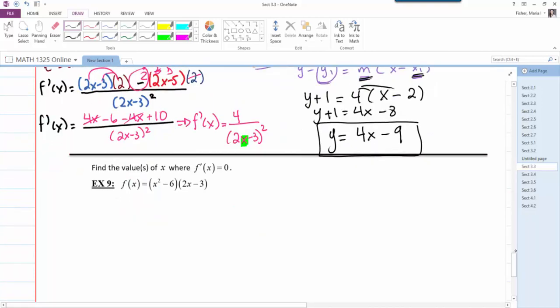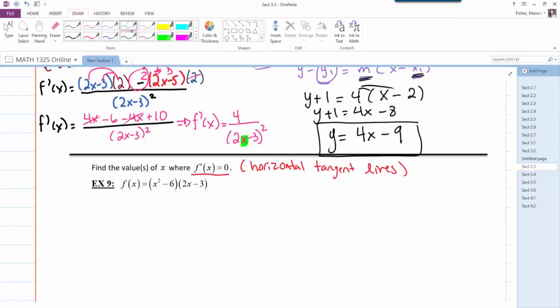Last one, we want to find the values of x where f prime of x is equal to 0. Well, f prime of x equal to 0 again means that we have horizontal tangent lines. In order to find the values of x where the derivative is equal to 0, what we need to do first is find the derivative.